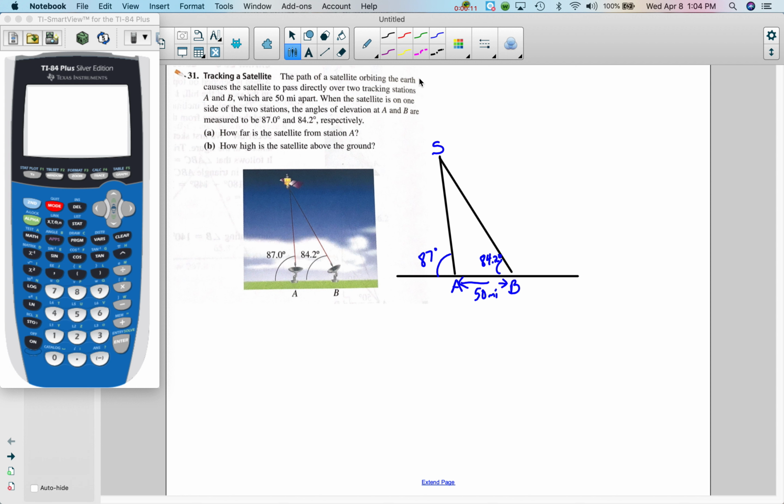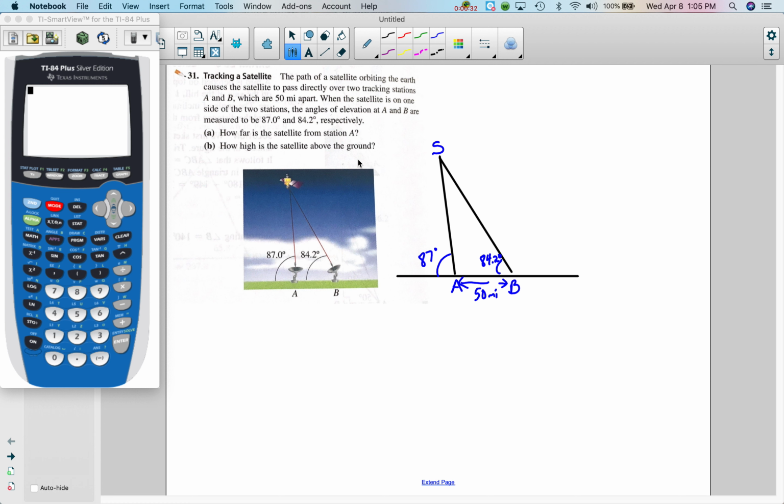The path of a satellite orbiting the Earth causes the satellite to pass directly over two tracking stations, A and B, which are 50 miles apart. When the satellite is on one side of the two stations, the angles of elevation at A and B are measured to be 87 degrees and 84.2 degrees, respectively. How far is the satellite from station A?